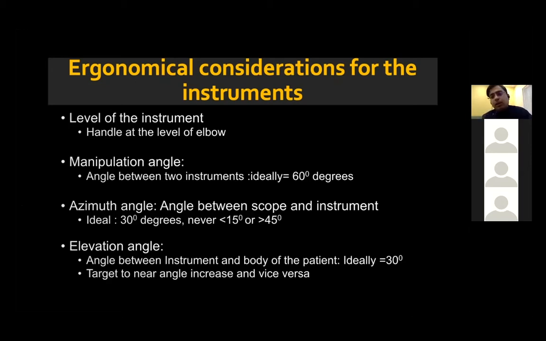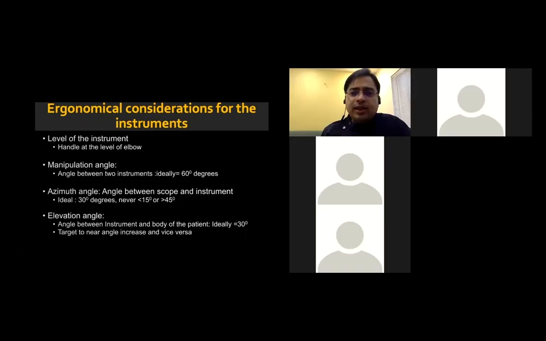So when you talk about ergonomic comfort, the most important thing is the level of your instrument. The level of your instrument should always be at the level of your waist. So this will keep your shoulders at rest. Your elbows will always be in a neutral position. The angle that your 2 working instruments make is the manipulation angle. This manipulation angle should be around 60 degrees always.